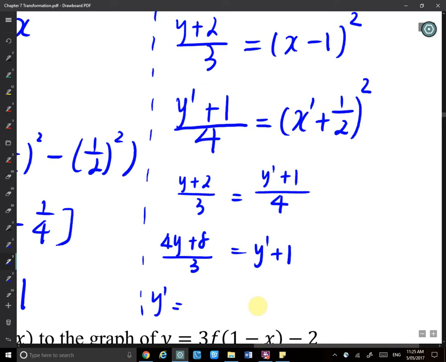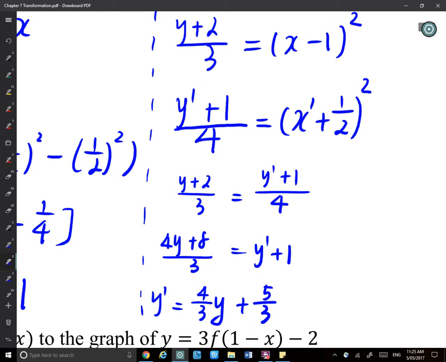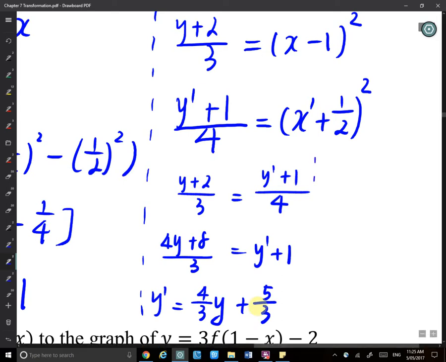Then y dash equals 4 over 3 y, plus 8 over 3 and subtract 1. Subtract 1 is plus 5 over 3. You subtract 1 and separate that. To the x side, x minus 1 equals x dash plus a half. Then x dash equals x minus 3 over 2. Minus 1 minus a half is minus 3 over 2.